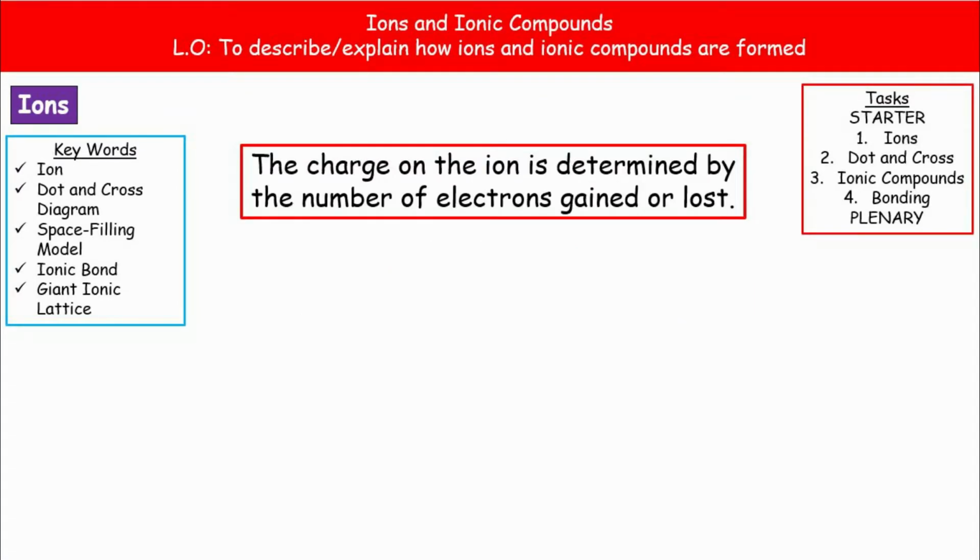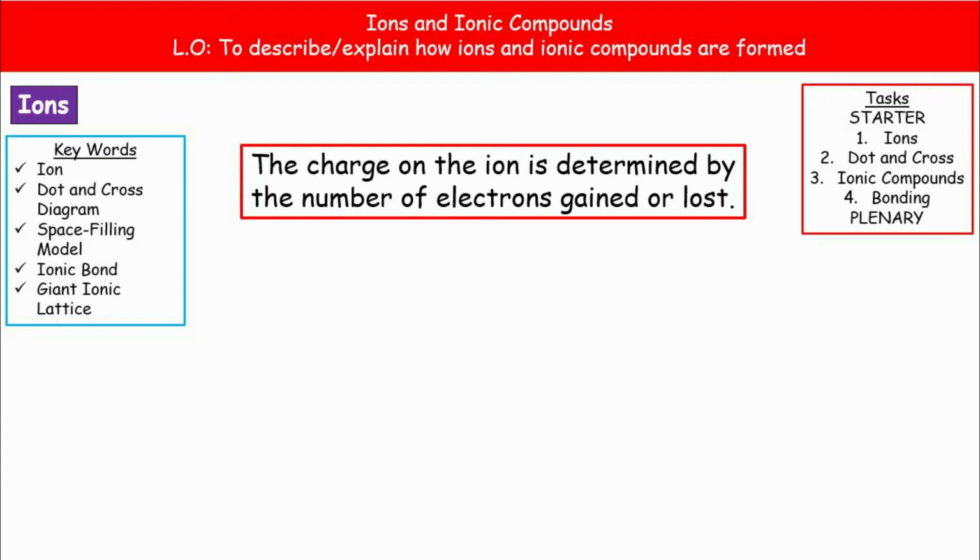So what we've already said is that these ions are going to form when either electrons are gained or lost. So we know that's either going to make them positive or negative. But the other fact is that the number of electrons that they either gain or lose tells us the number of positive or negative charges that we have on that ion.